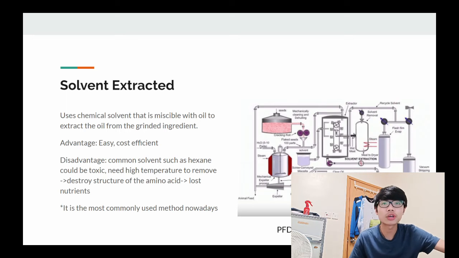Here comes the solvent extracted method. As the name says, this method uses a chemical solvent that is miscible with oil to extract the oil from the ground ingredient. It's an easy method to extract oil, which is cost efficient for the factories. But then, common solvents such as hexane are toxic, and it needs high temperature to remove the solvent. This will destroy the structure of the amino acids in the oil.